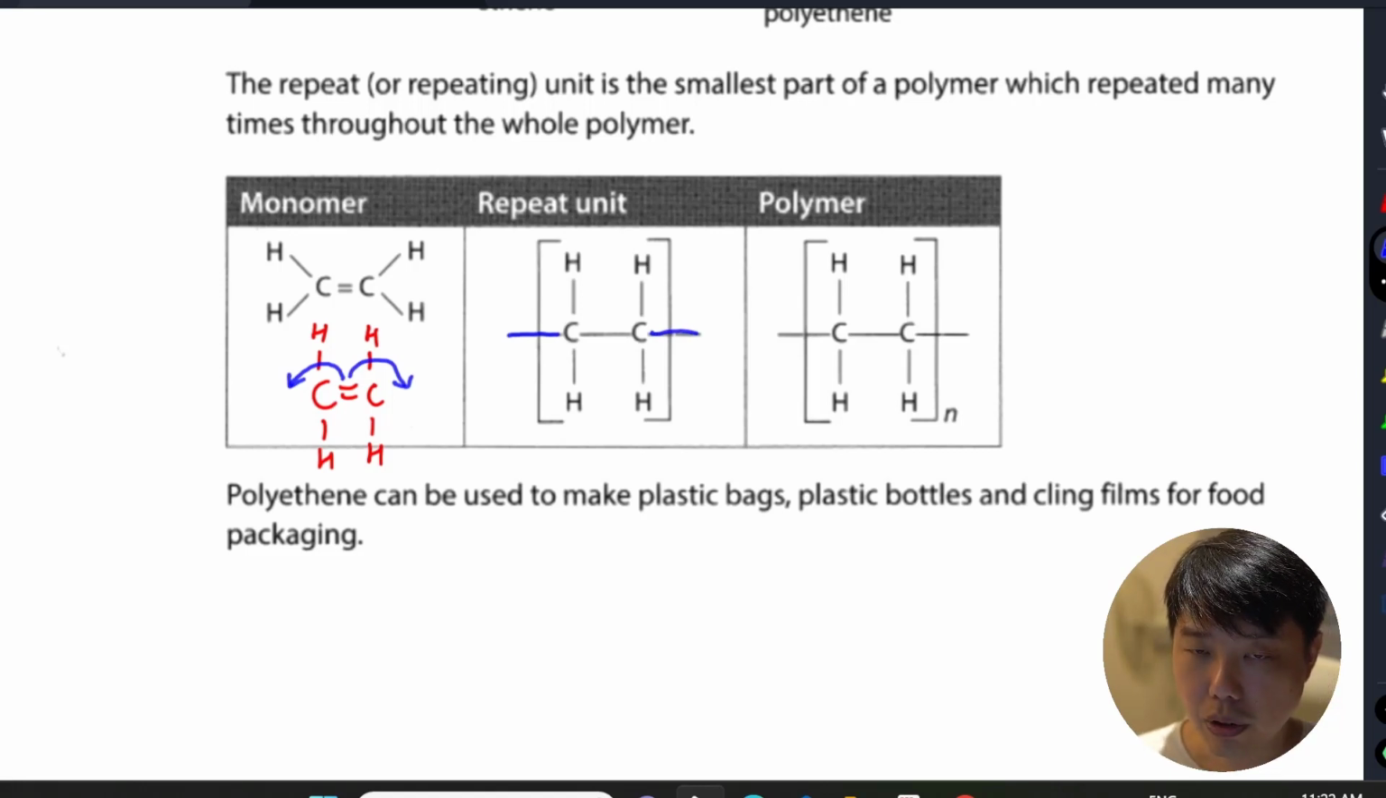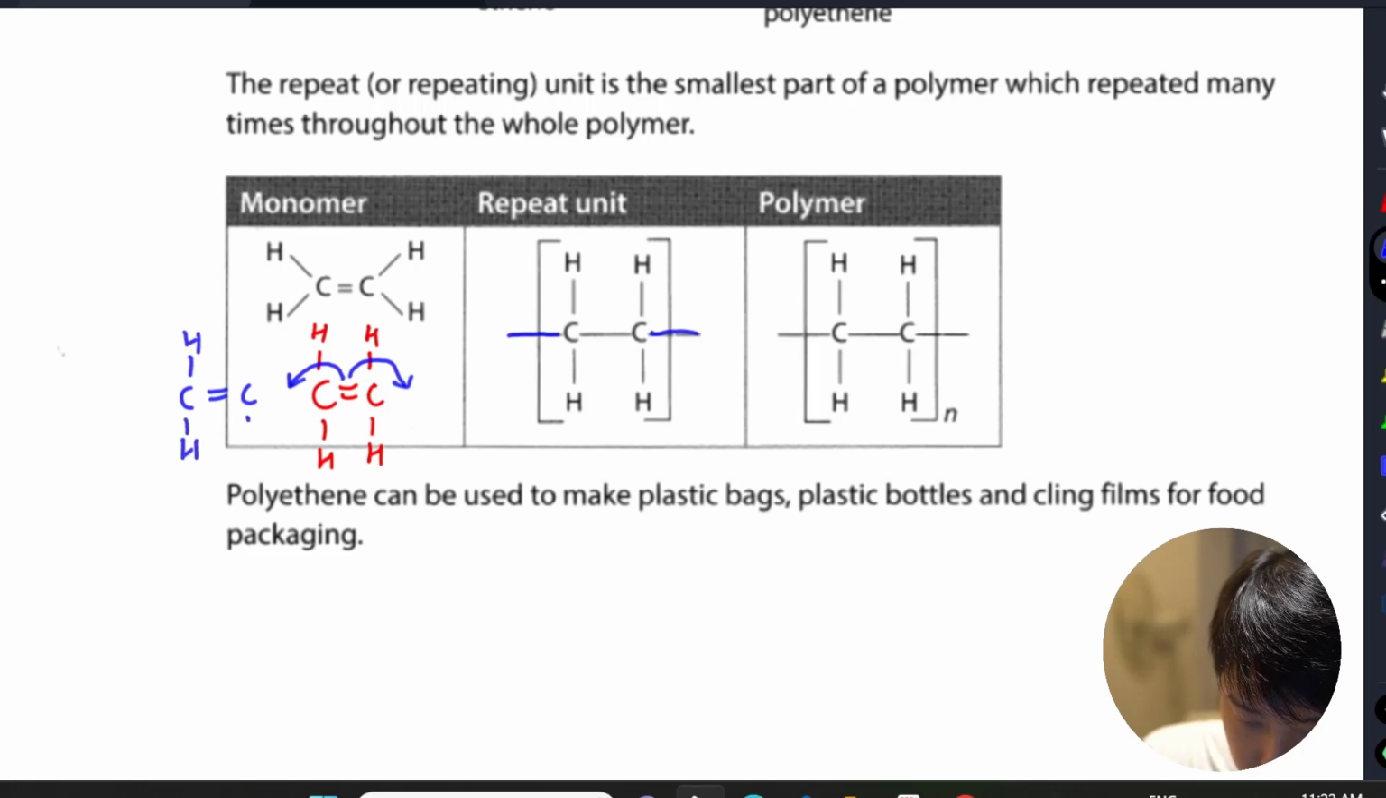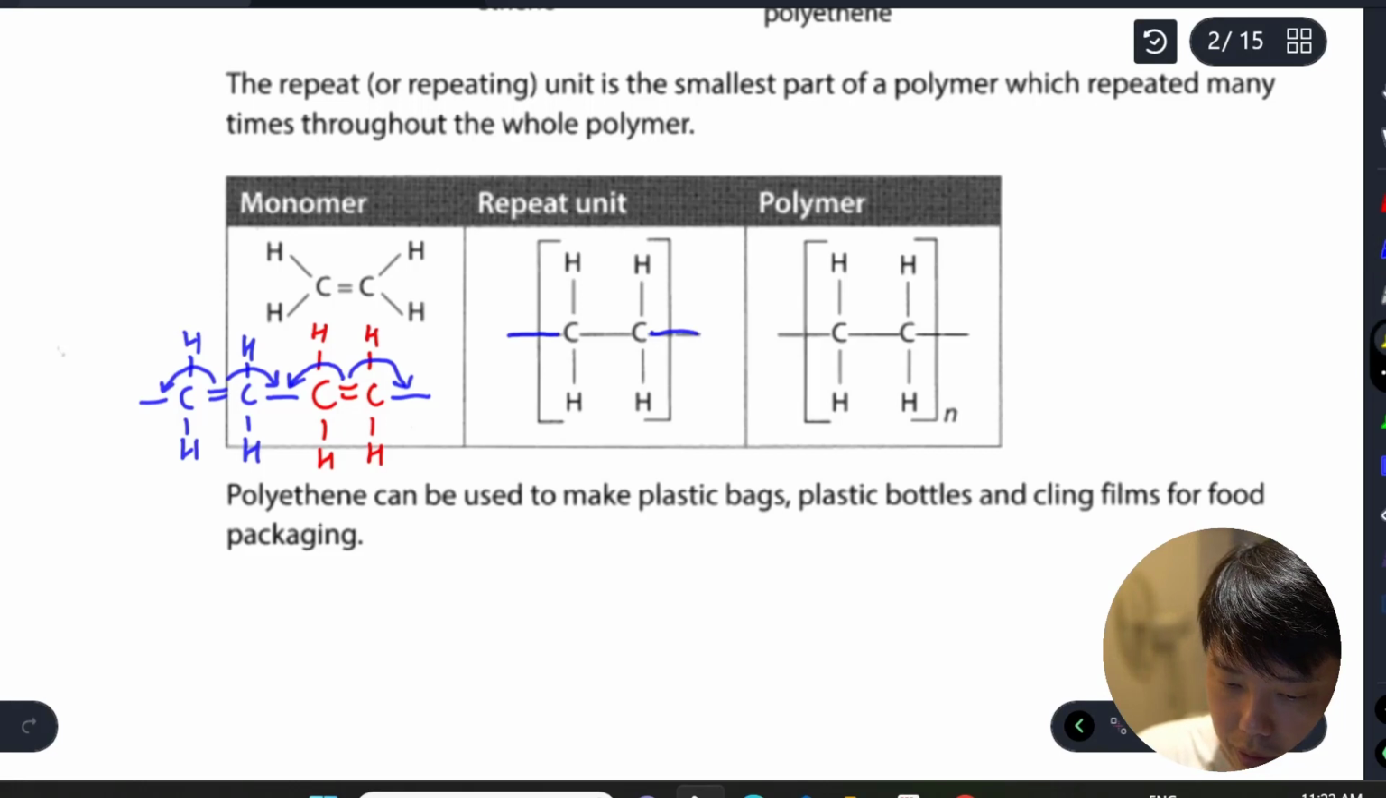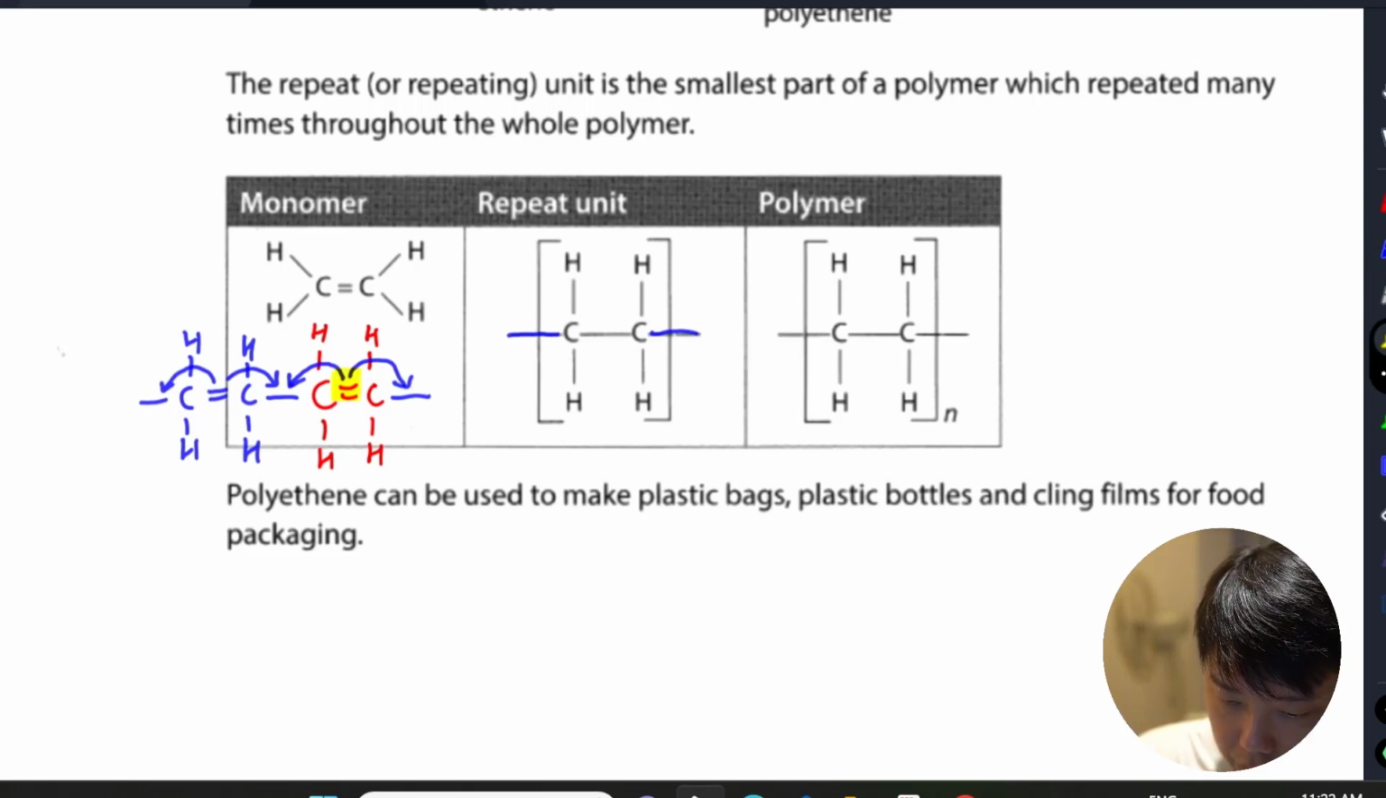The double bond opens up into connecting covalent bonds, which connect them. By right, you have another ethene, which will do the same thing. It will actually open up, and then they will form new bonds like these, and then the double bond disappears. You can see that the double bond disappears. This bond will disappear, and it will form a single bond.